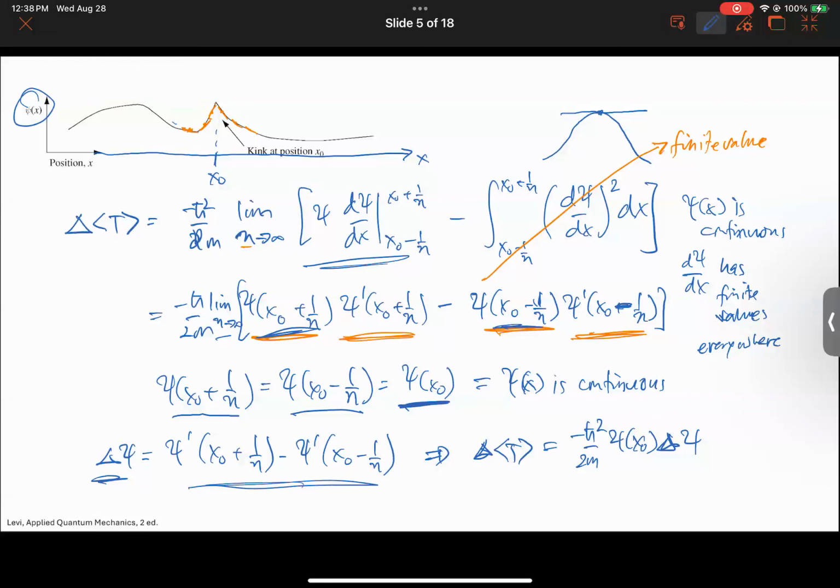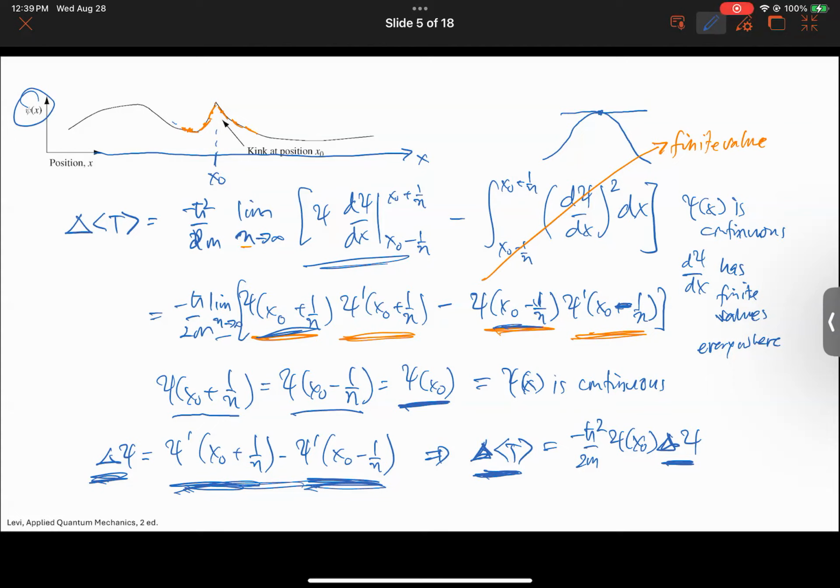Okay, now anong ibig sabihin nito? Okay, so we have, tawag dito, an expectation value or a difference in expectation value that is proportional to the difference in the slopes of the wave function at x naught. Okay, if you take the limit as eta approaches infinity, then this is just psi prime of x approaching from different sides. Pero nakita natin na may finite na value siya. Okay, which means na yung change or yung difference in kinetic energy, difference in the expectation value of the kinetic energy also has a finite value.